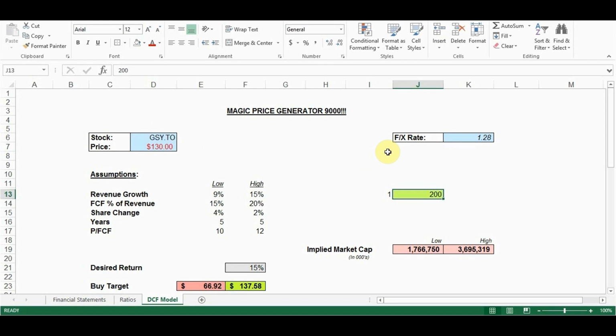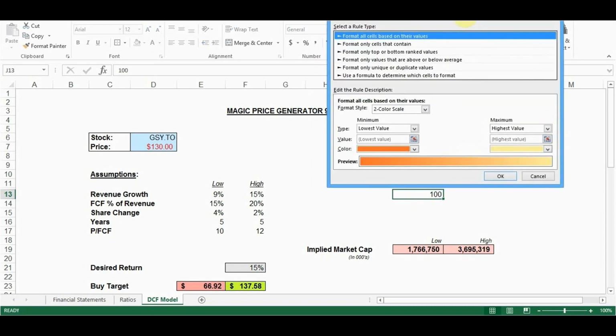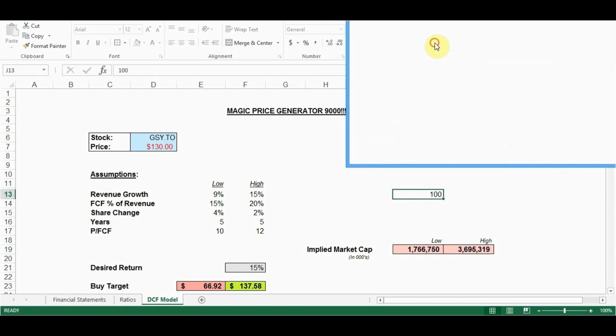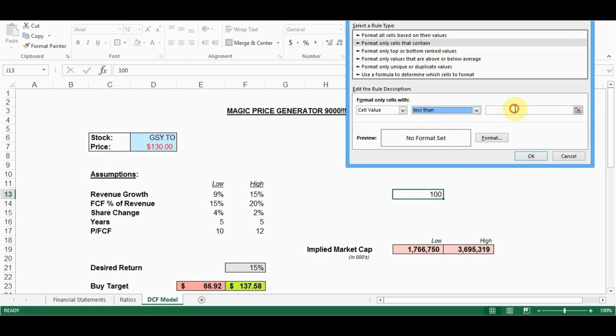If we turn this to 100, now it's not green anymore. So if we want to turn it to red, I should have done this for both of them, but whatever, we'll get rid of that. If we want to turn it to red, we make a new rule. We go the same way, we go to format only cells that contain, and then cell value less than, we'll go less than this time, and then the share price.